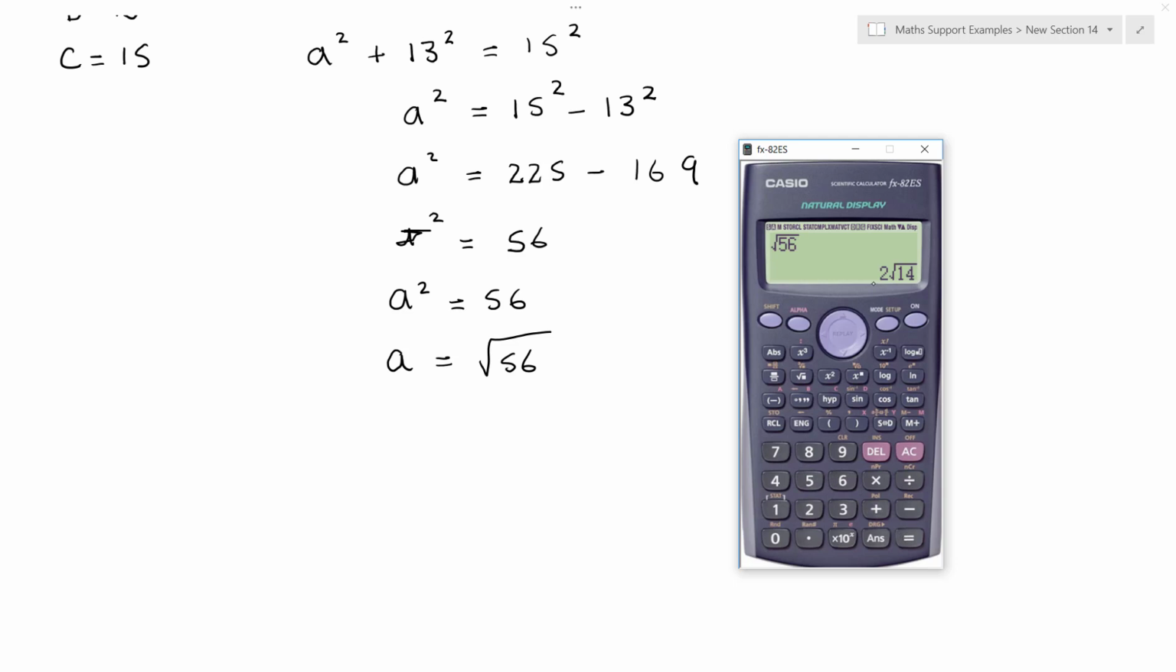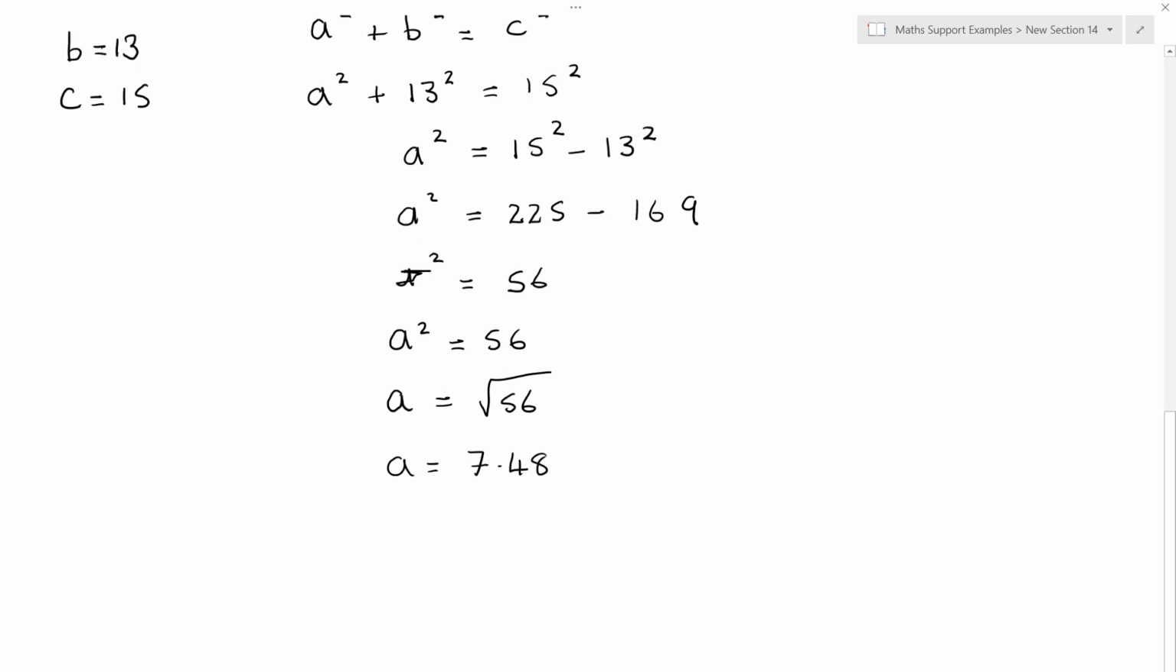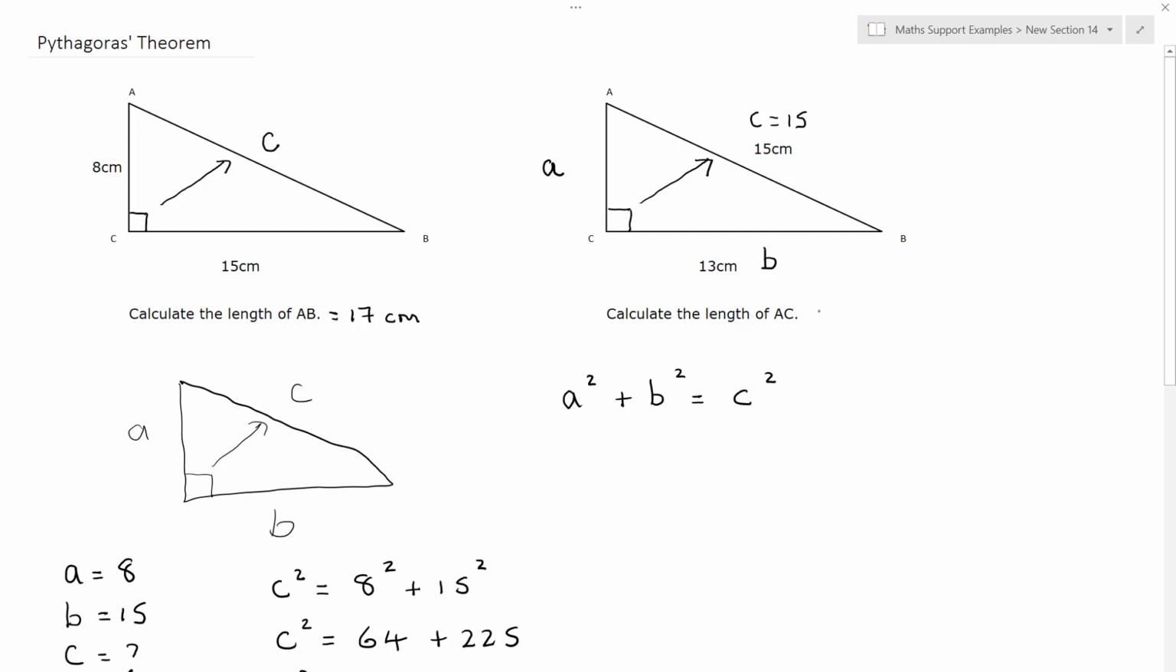Now your calculator has given us an exact answer, but we'll write our answer to 2 decimal places, so to change this to decimal places we press the S to D button. Gives us 7.48. So we can see that A is equal to 7.48. We can therefore say the length of AC is 7.48 centimeters.